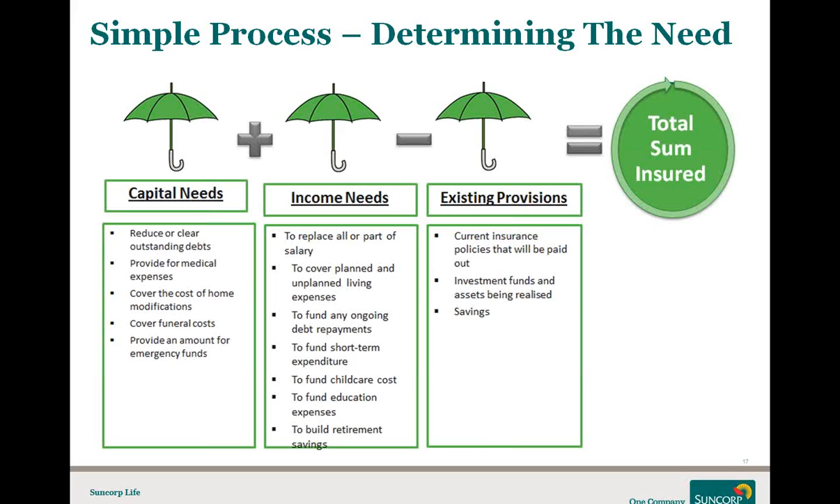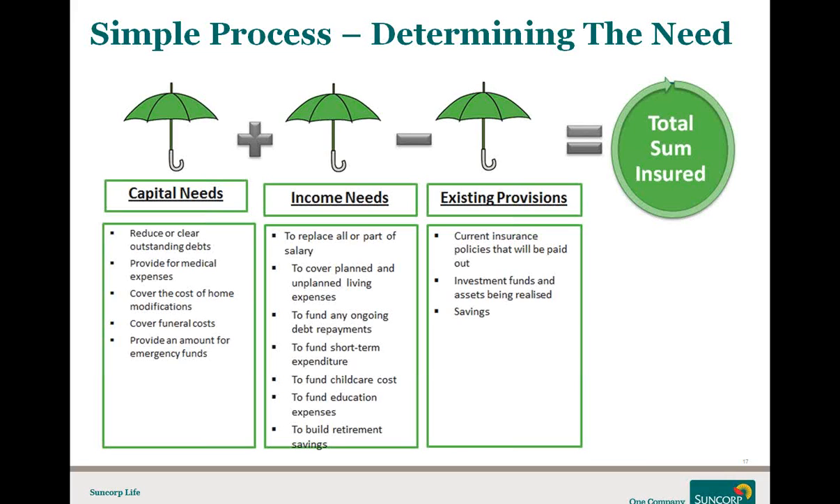Once we've added the capital needs and income needs together, we then need to minus off the existing provisions. So does the client currently hold insurance that we are going to recommend they retain? Are there any investment funds and assets that may be realised? If the client does have an asset that they are looking to sell in the event of a claim, this discussion should be documented. It should be clear on the client file that we have gone through existing provisions with the client.